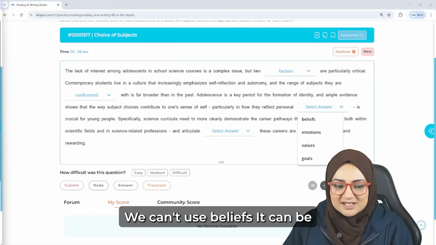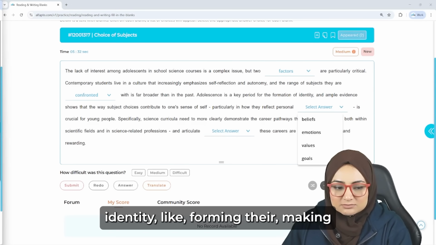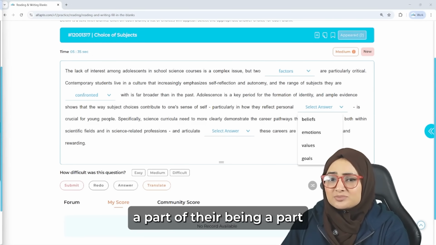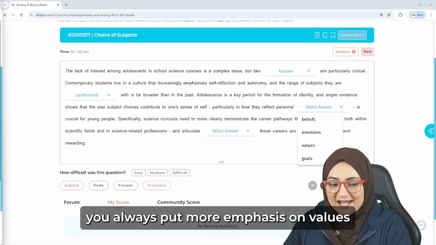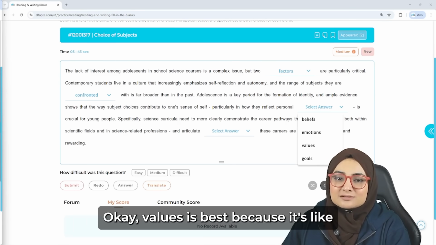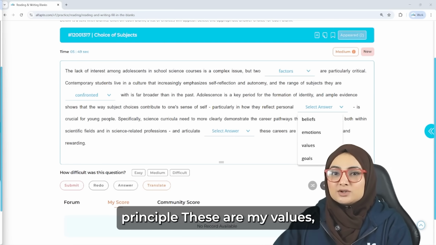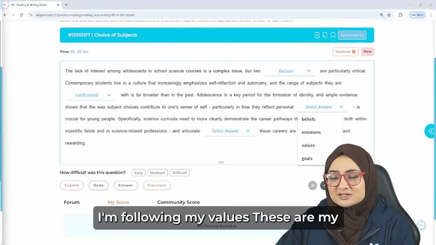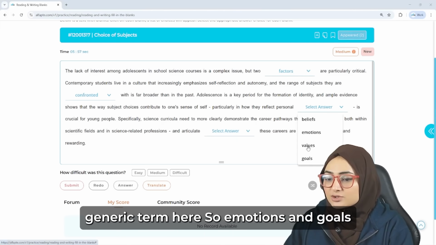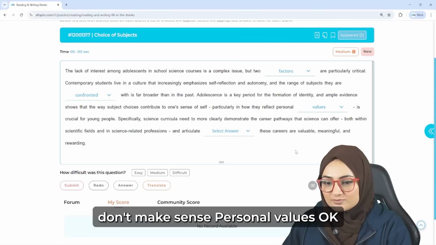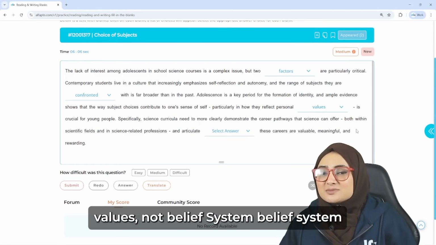we can't use beliefs, it can be, but when it comes to one's identity, like forming their choice and being a part of their choice and stuff like that, you always put more emphasis on values. Okay, values is best because it's like the principle. This is my guiding principle, these are my values. I'm following my values, these are my things. You don't say that. Beliefs is a more generic term here, so emotions and goals don't make sense. Personal values. Okay, then subject choice is based on the values, not belief system. Belief system is very general thing.